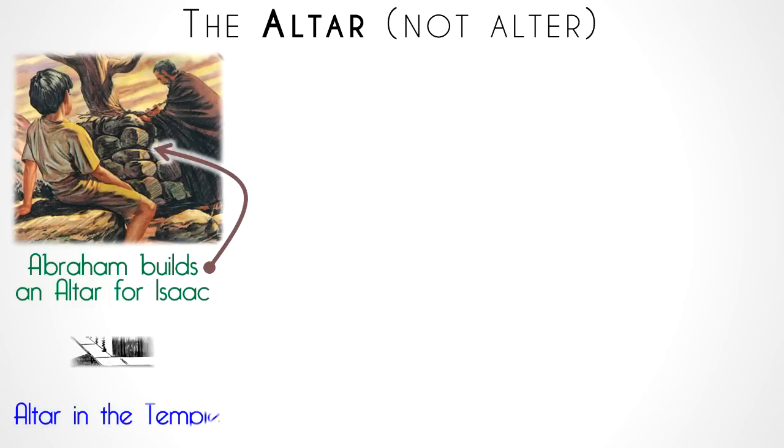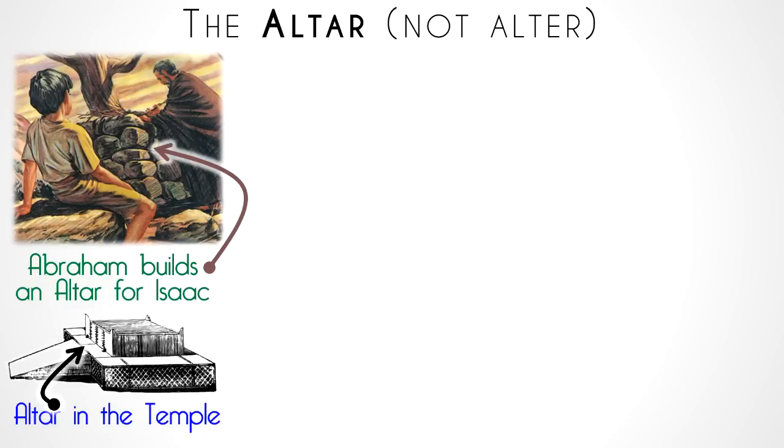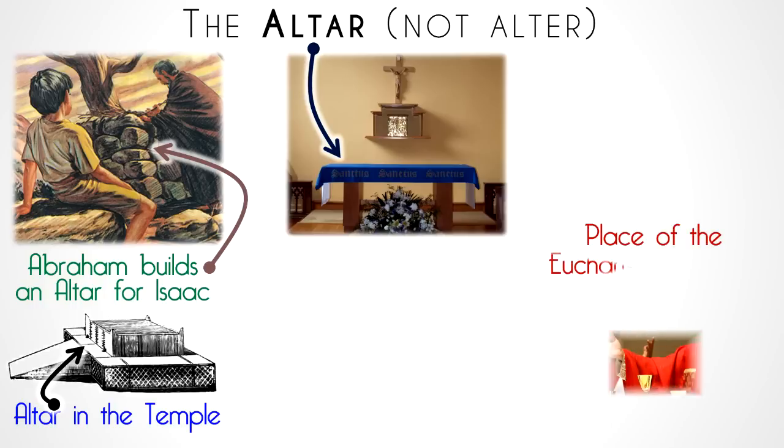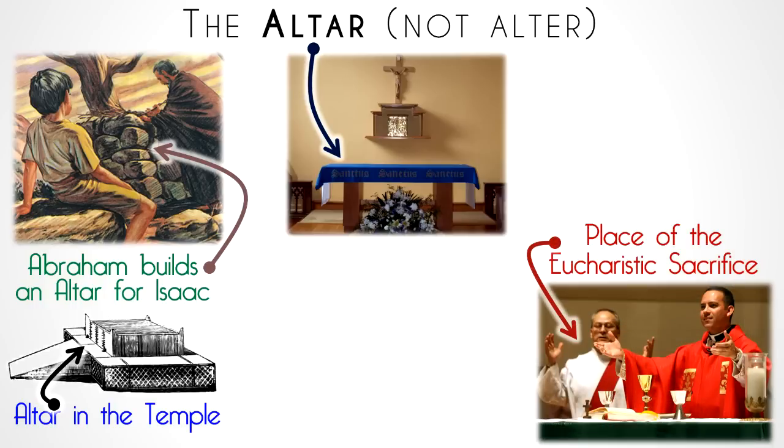In the temple, the priest would sacrifice animals and after collecting the blood drained from the animal, would place it on the altar as an offering to God. For Catholics today, the altar is a place where the sacrificial death of Jesus is represented in the form of the sacrifice of the Eucharist, which is offered at the altar during the liturgy of the Eucharist.